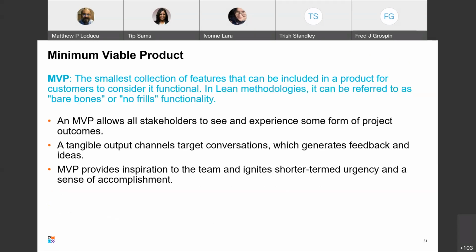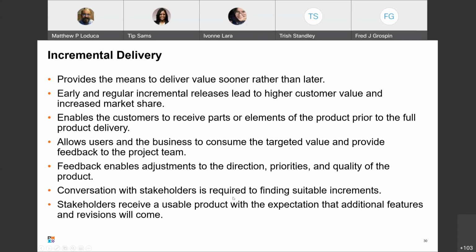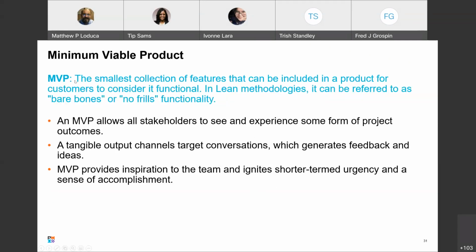Which takes us to the minimal viable product. So a minimum viable product. This is the smallest collection of features that can be included in a product for customers to consider it functional. In lean methodologies, it can be referred to as bare bones or no real functionality. So essentially, when we're talking back here, the stakeholders are required in finding suitable increments. MVP is essentially that first increment. We got to have something that they can use.